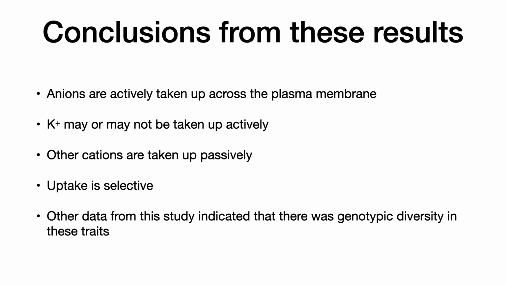So what can we conclude from these results? Anions are actively taken up across the plasma membrane in plant cells. Potassium may or may not be taken up actively. Other cations are taken up passively. We can also see that there are differences between the cations and the anions, indicating that uptake is selective and not simply driven by concentration gradients and the electric potential. They also did some measurements on another species of plants and found different values for that plant, indicating that there is genotypic diversity in these traits.